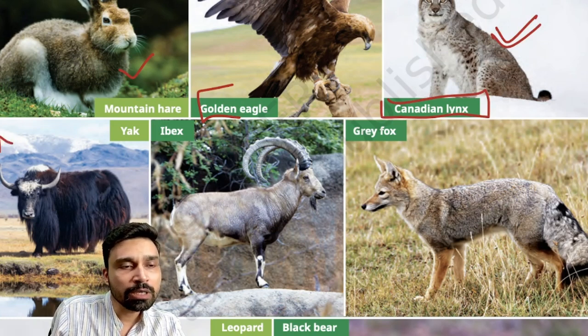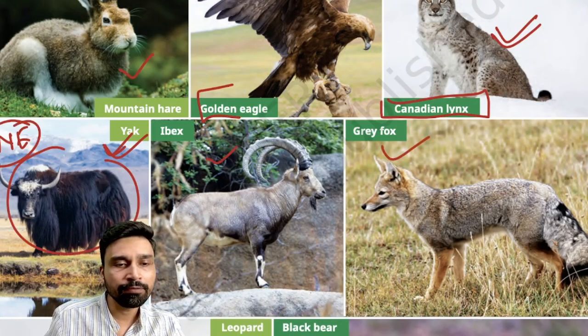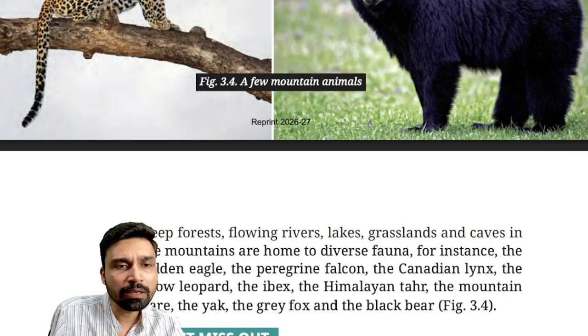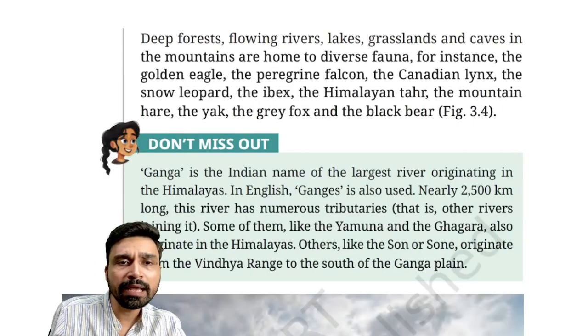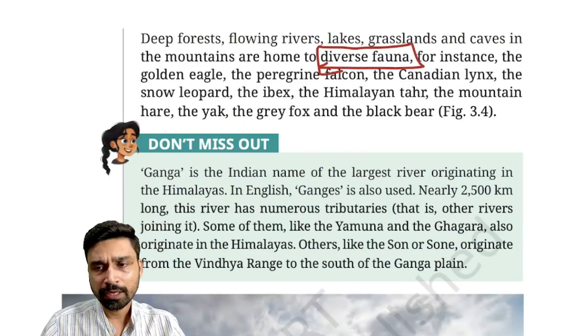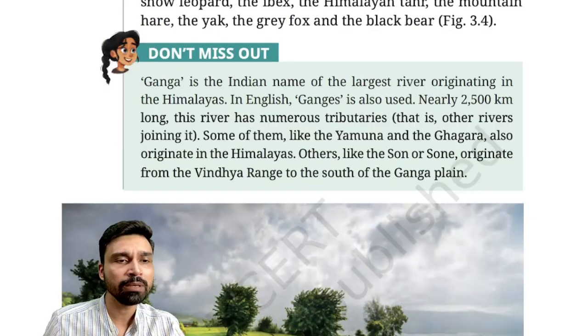In northeastern part of India, if you go, you'll find a very common animal called yak. Then you have ibex, grey fox. Then further we can see leopard and black bear. These are a few of the mountain animals found across the world as such. Deep forests, flowing rivers, lakes, grasslands, and caves in the mountains are home to diverse fauna. Fauna is the term that we use for the animal life. So, in mountains, we have diversity of the fauna life, diversity of animal life as such.